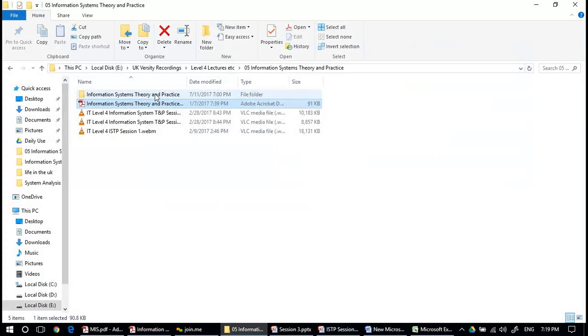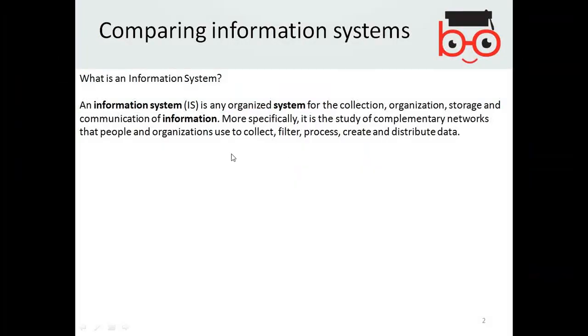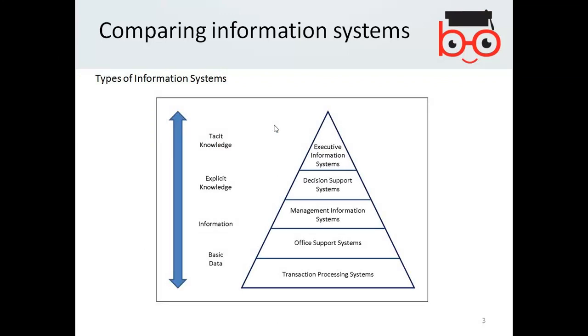So let us start with what is an information system? An information system is any organized system for the collection, organization, storage and communication of information. More specifically, it is the study of complementary networks that people and organizations use to collect, filter, process, create, and distribute data. So the definition is very clear and simple.